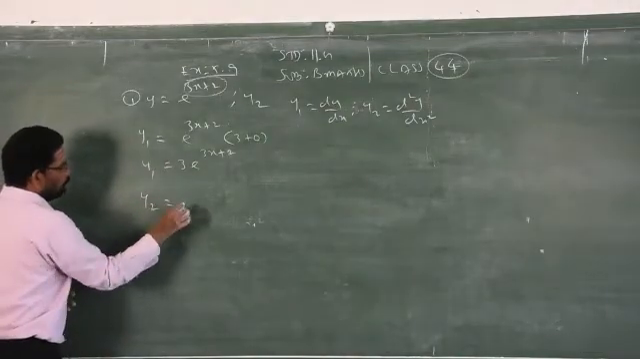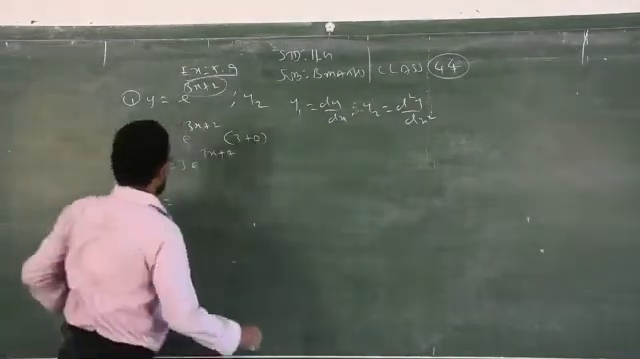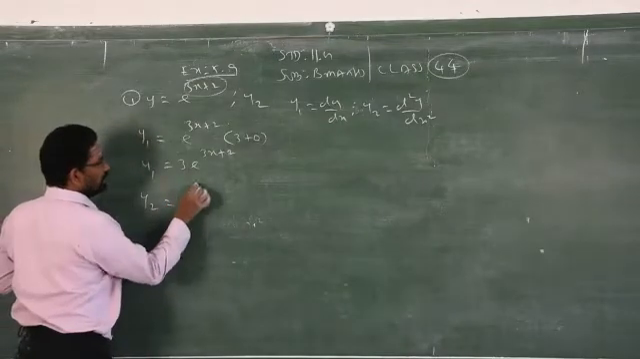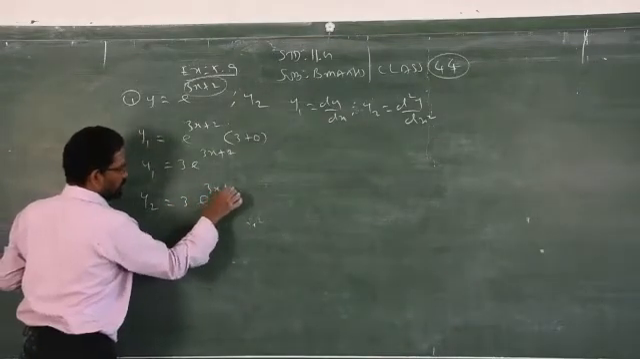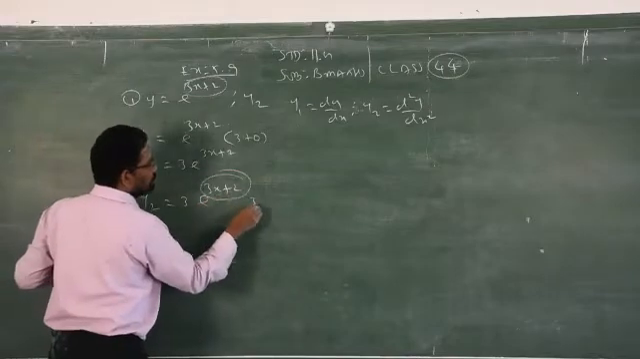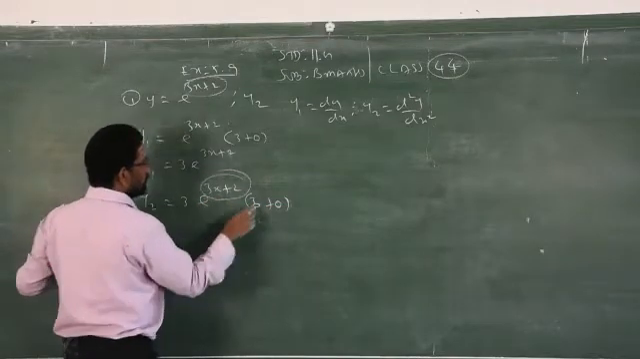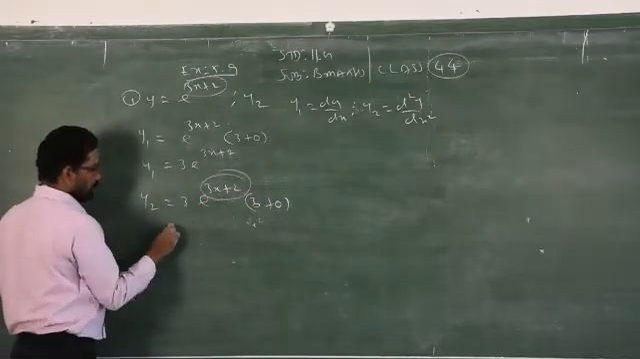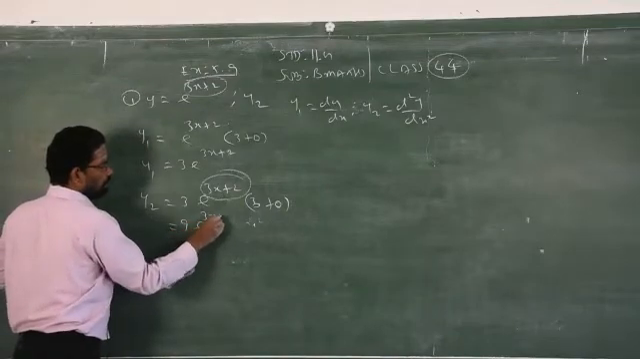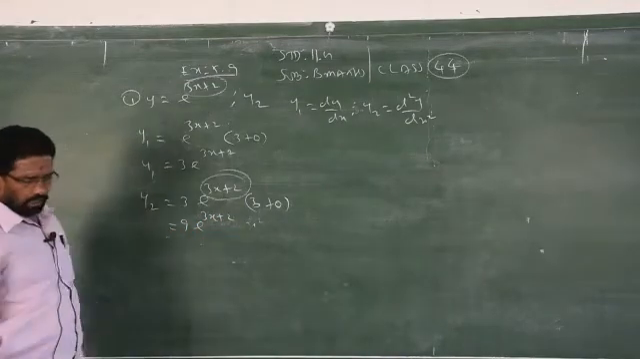Now I have to find y2. Second order. Again 3 is a constant. e power x is always e power x. Then you differentiate 3x plus 2, that is 3. 3 threes are how much? 9. So 9 e power 3x plus 2. This is your required answer.